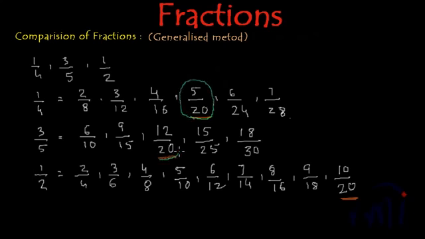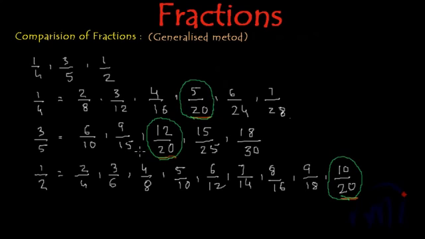And how we found them? We have found them by writing the equivalent fractions of 1 by 4, 3 by 5 and 1 by 2, right? So 1 by 4 is actually equivalent to 5 by 20 and 3 by 5 is equivalent to 12 by 20 and 1 by 2 is equivalent to 10 by 20, right? And now I think these three can be compared.